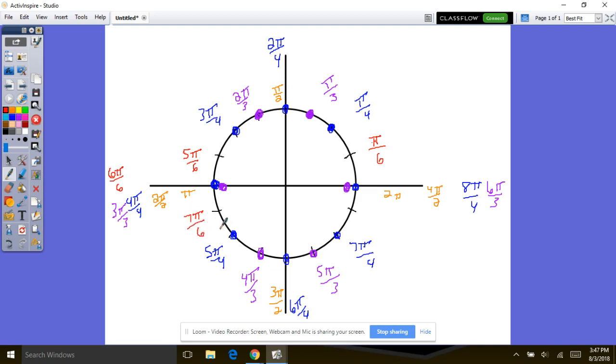Now we're almost there. Over here, your 2 pi, I want to write that as 12 pi over 6, because I want to write it as something over 6. Subtract 1. That's 11 pi over 6.